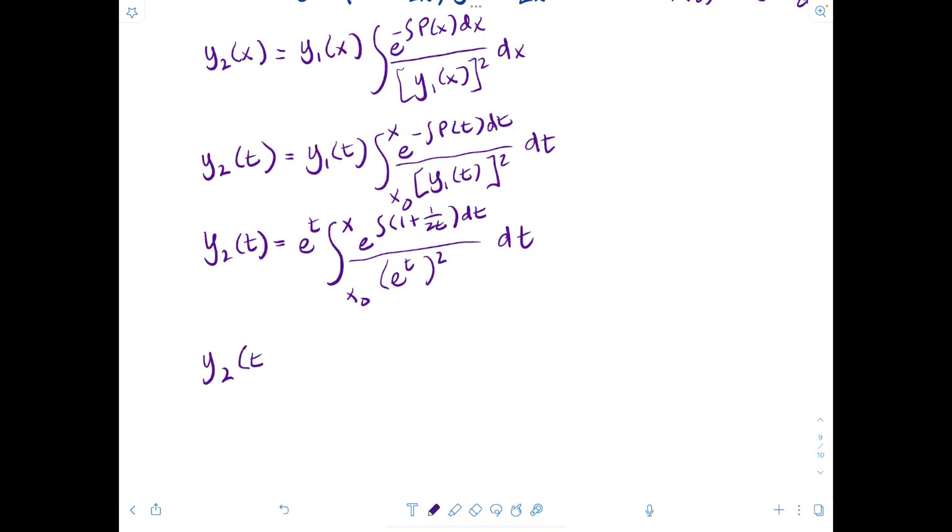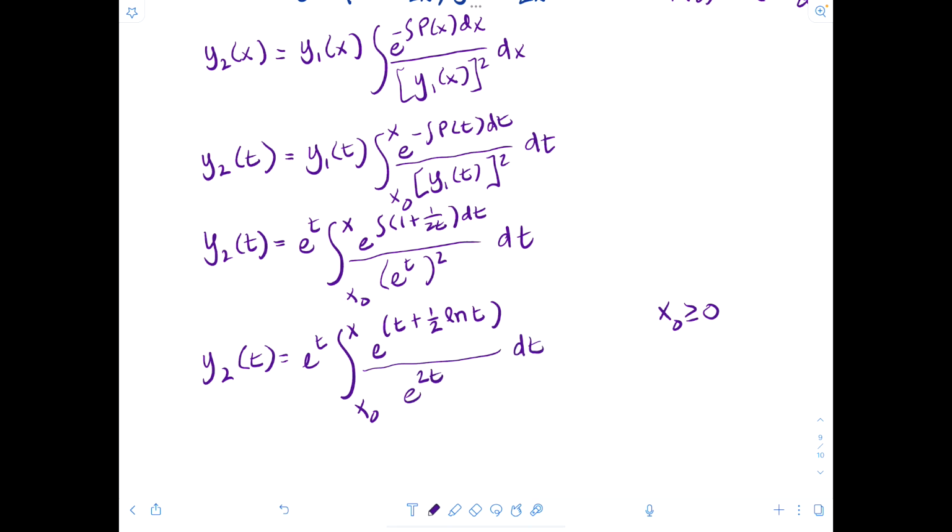Continuing, we have e to the t times the integral from x0 to x. This integral here is going to be e raised to the t. Now, 1 over 2t is the same as 1/2 times 1 over t. So we'll have 1/2 natural log t. x0 is greater than or equal to 0, so t must be greater than or equal to 0, so we don't need our absolute value. That's going to be over e to the 2t, all with respect to t.